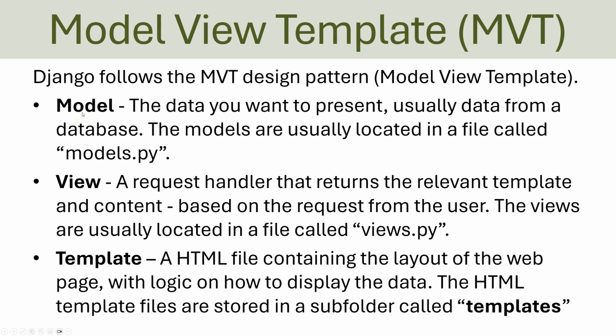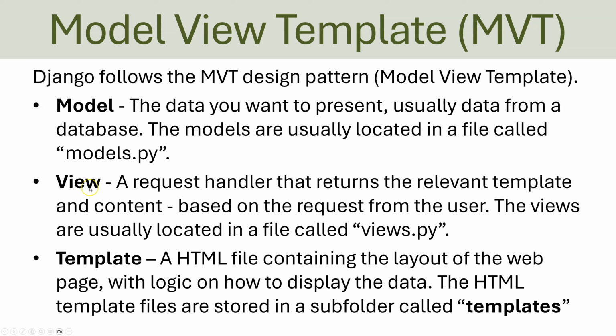So let's start with the model or models. That's basically the data you want to present, usually data from a database. And the models are usually located in a file called models.py. When you create a new Django project and a Django app, it comes with a folder structure and a file structure, and part of that file structure, models.py is one of the files that is part of this Django app. And typically in this file you will create the different models that are part of your Django application.